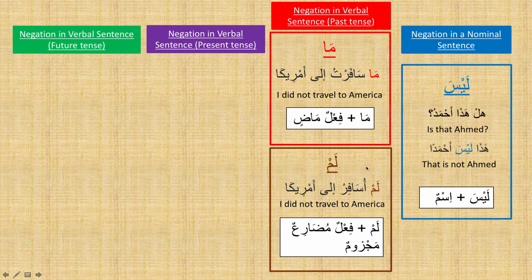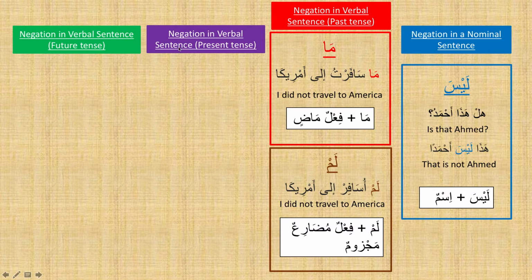Another particle used to negate the past tense is lam. For example, لم أسافر إلى أمريكا. This also means I did not travel to America. However, notice when we use lam, it is followed by a fi'lun mudari', and it ends in a sukun. So after a lam it is always followed by a fi'lun mudari'un majzoom, whereas when we use ma, it is followed by fi'lun madin. However, they both negate something in the past tense.